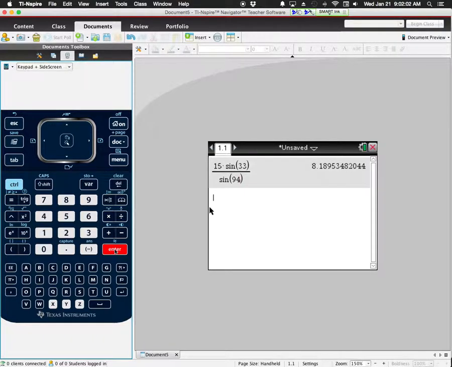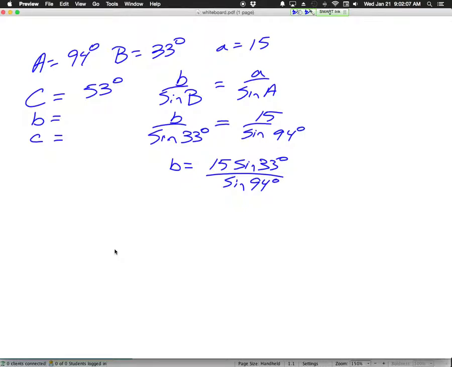I press enter. How many decimals do I want? 3. 8.198 is what that side is.